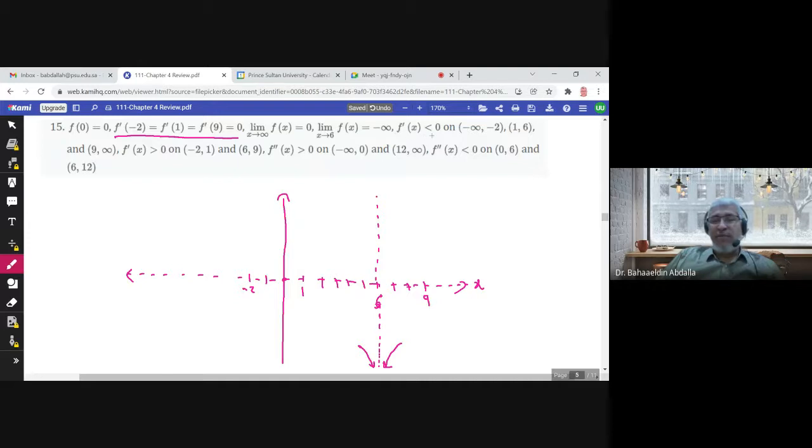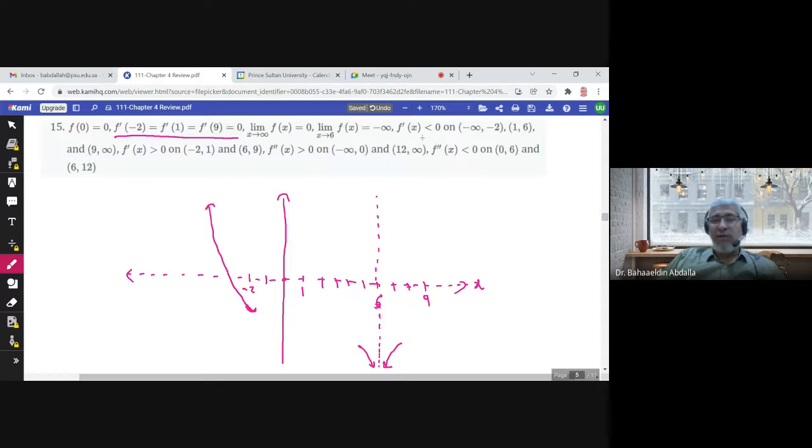f prime is negative from negative infinity to -2. So up to -2, f prime is negative, means decreasing. So you can say that the function is decreasing up to -2. If we say that, for example, at -2 the function is here, so we can say that the function is decreasing here from negative infinity to -2. Notice that at -2 the derivative is 0, so we can make it a minimum here if you want.